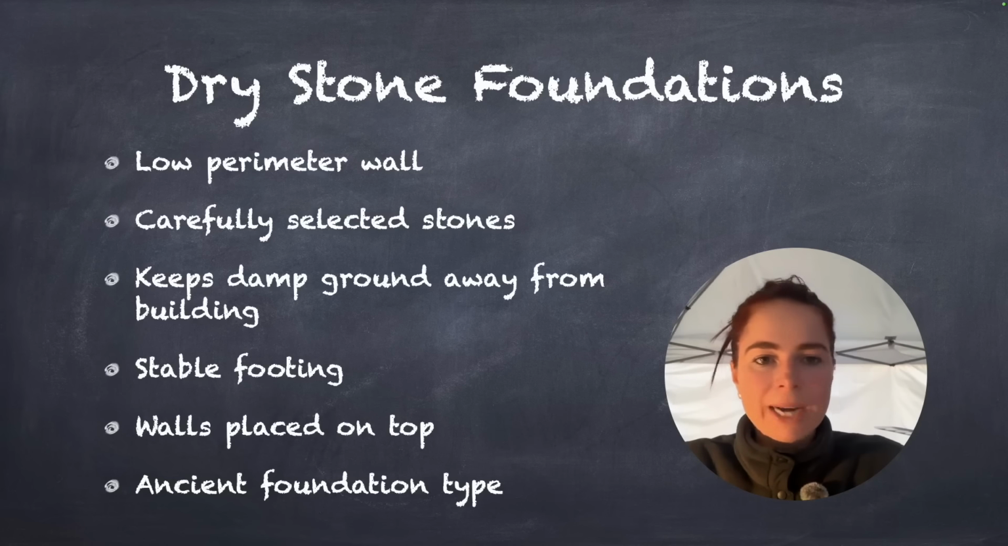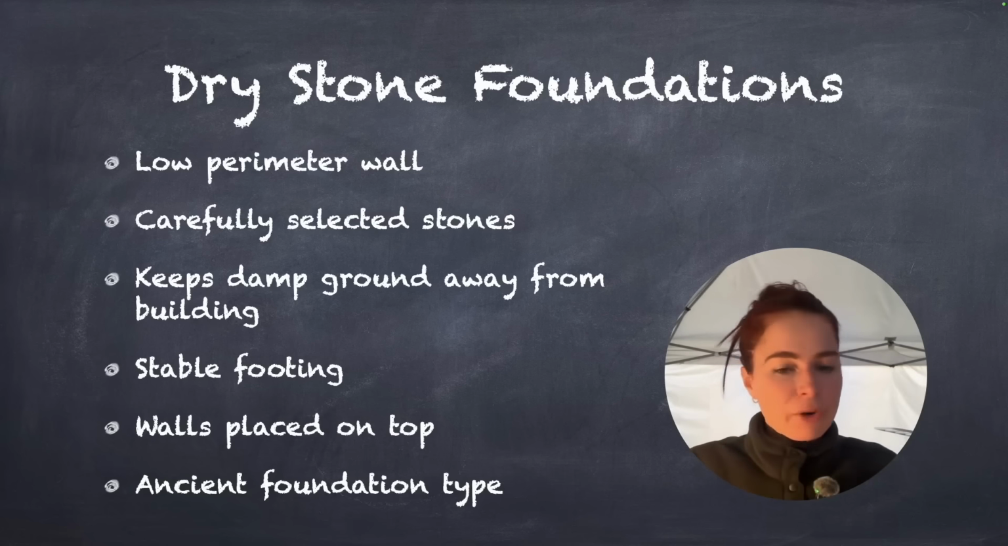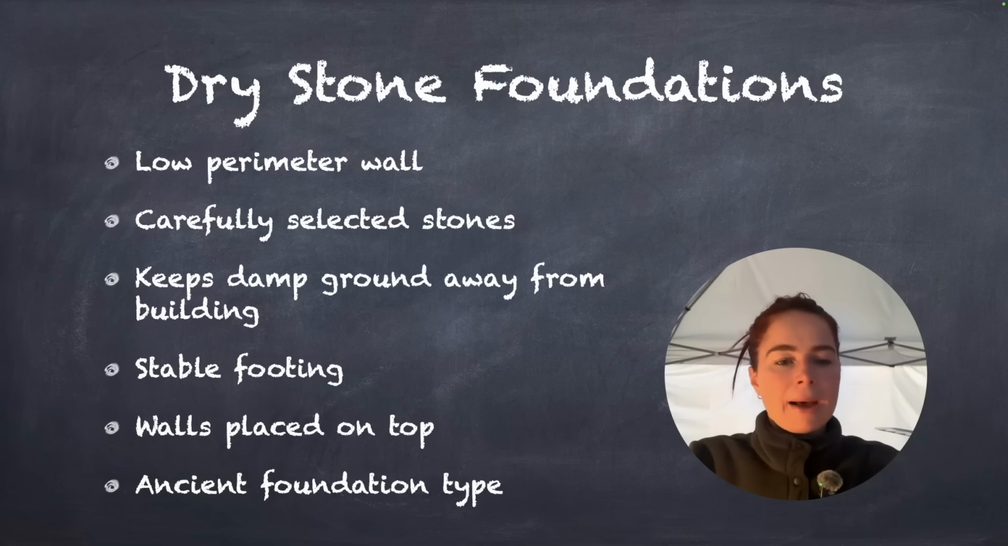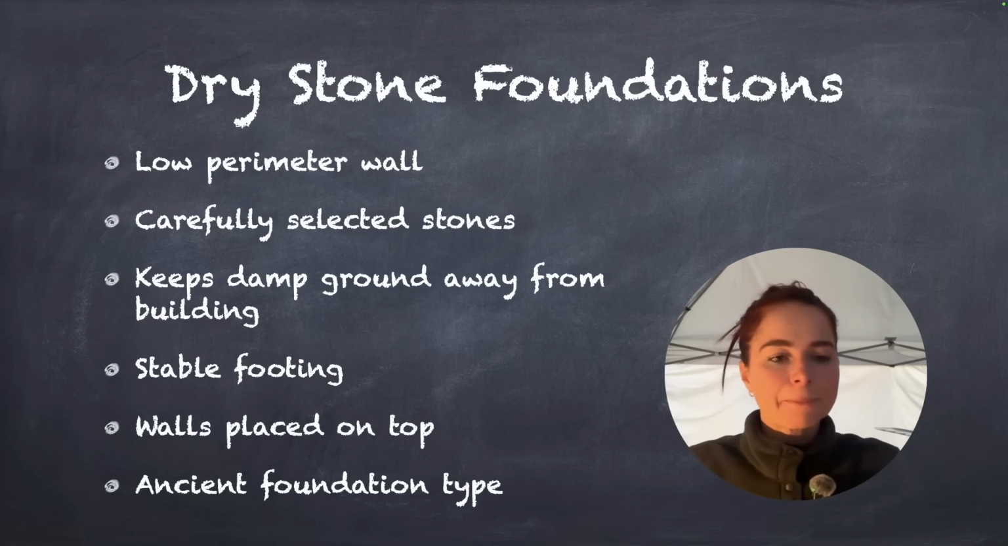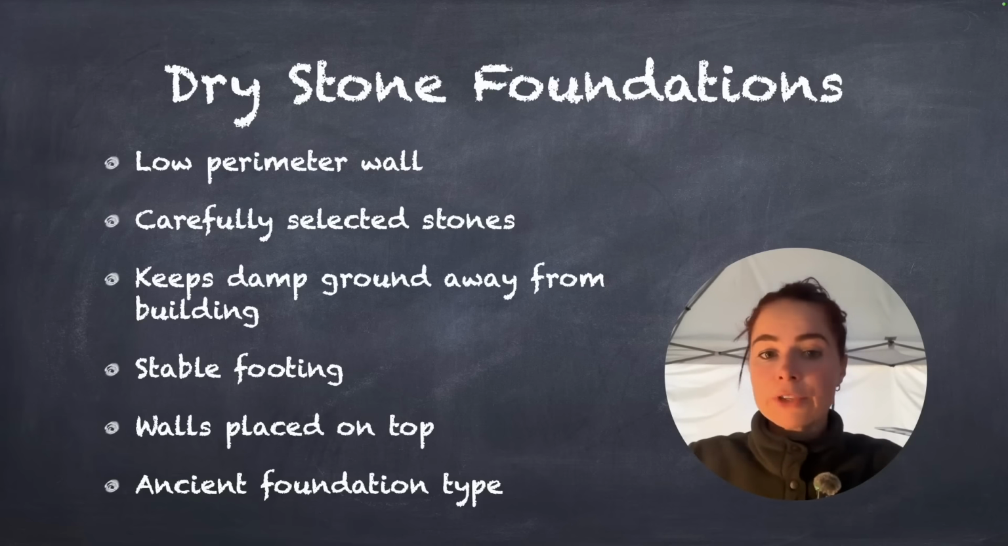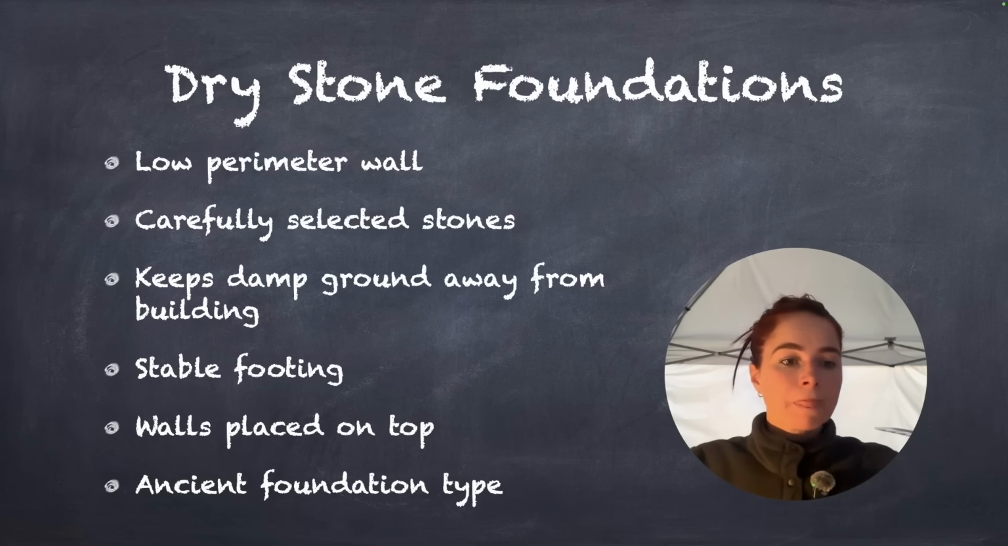So a dry stone foundation was basically just a low perimeter wall made out of stacked stones, and it was built without mortar between them. So they had to be very carefully selected stones that were placed just so that the wall would stay. It was also often used without any below grade foundation. It would just simply rest on stable soil or bedrock. And it laid around the perimeter of the structure, so the building walls would rest on top of it.